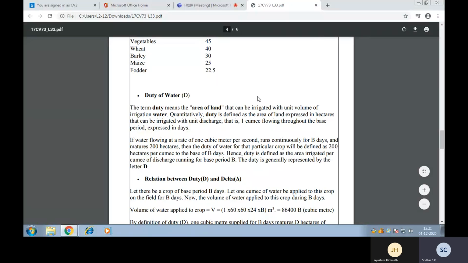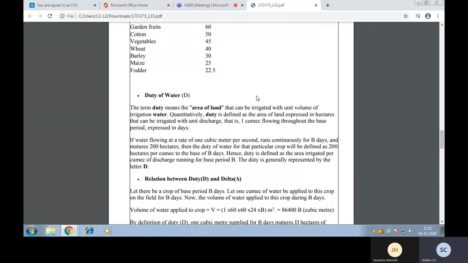Delta means it is a depth of water, and duty means it is a capacity of 1 cubic meter per second. That is a discharge. So one unit discharge of water, how much area of the particular land it can irrigate, that is referred to as the duty of water.